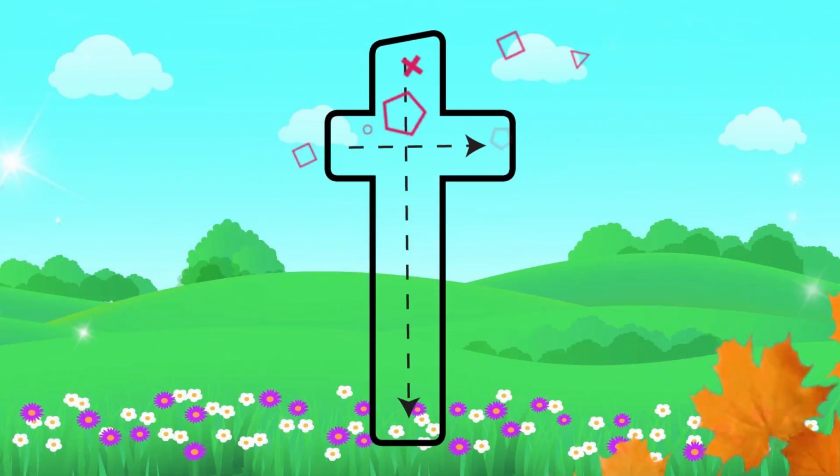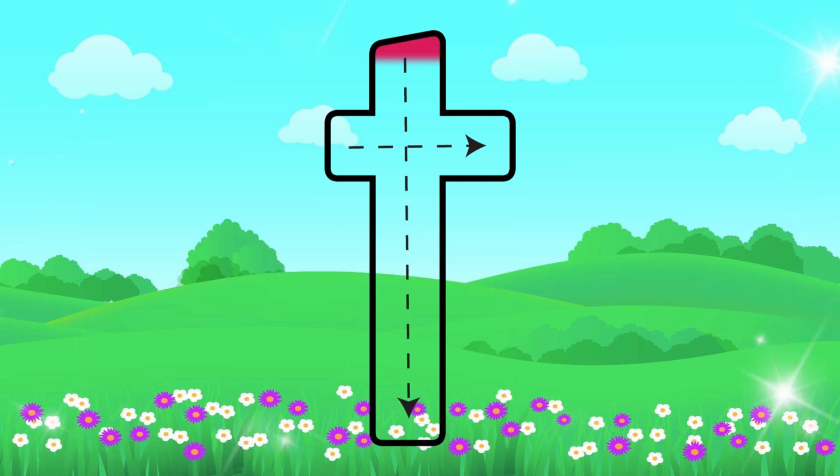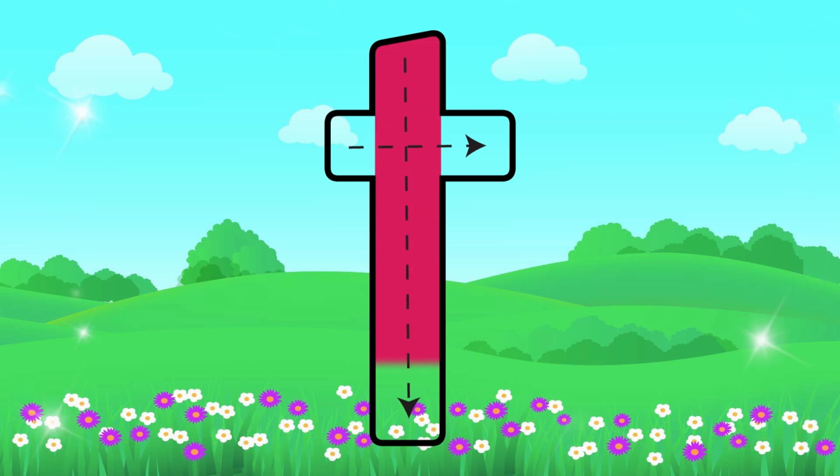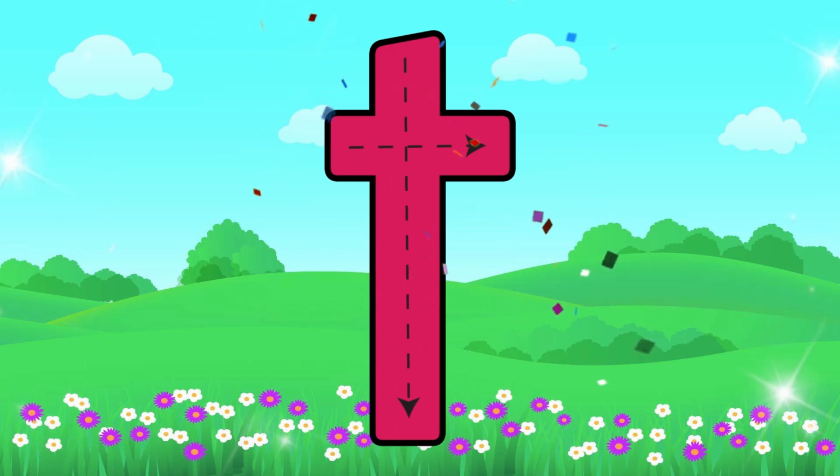Let's trace T. Start at the top, pull down. Then make a small line across. Nice.